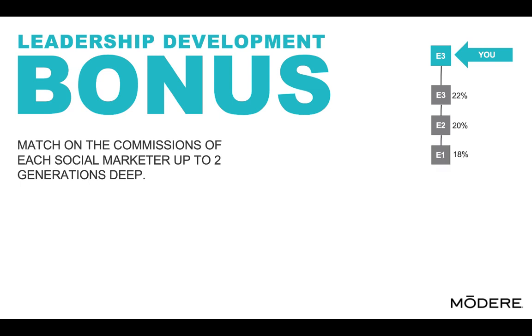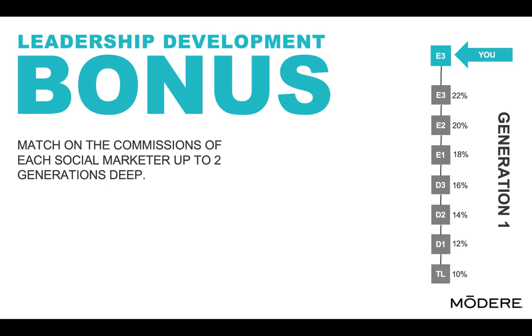What if they down that line's an elite 1? You'd receive an 18%. D3, 16, D2, 14, D1, 12%, all the way down to team leader, which is 10%. Now, this is only representing, by the way, the builder side of the plan. You also will check match on the customer pod.